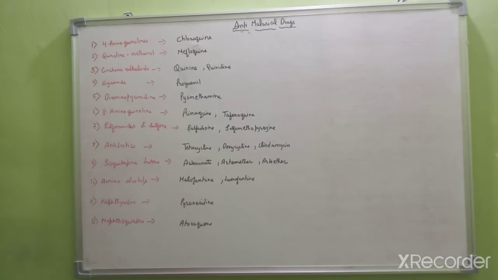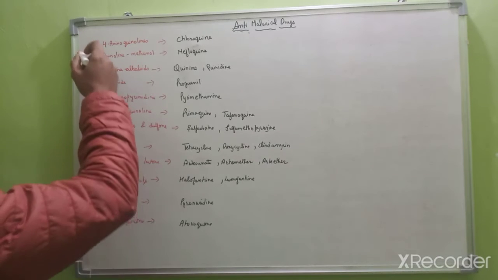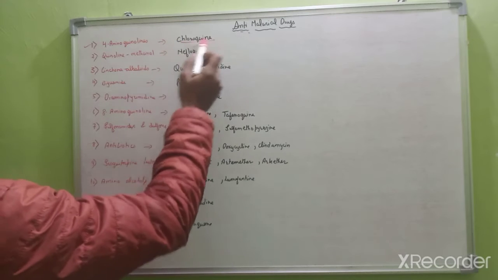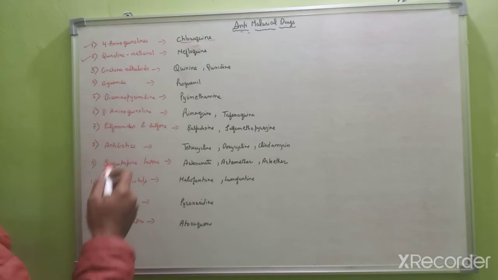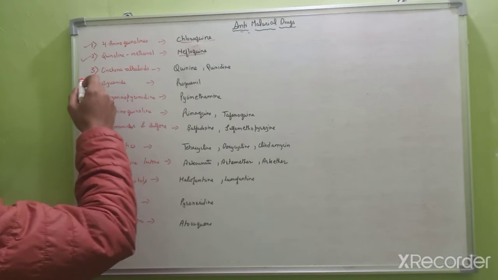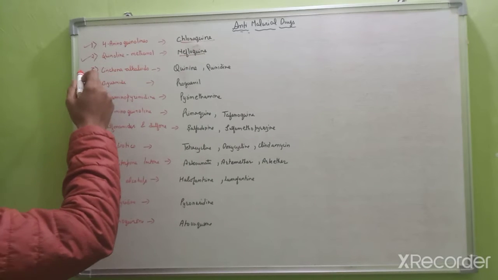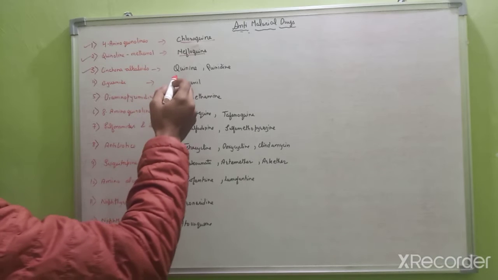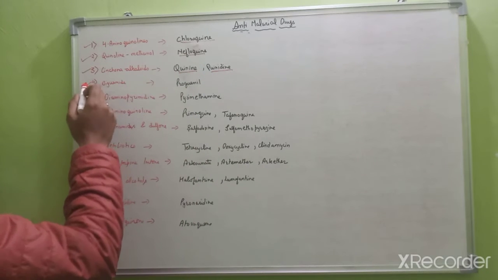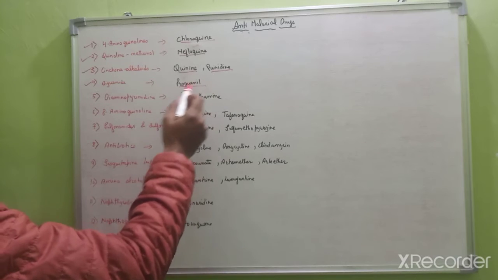So these are the anti-malarial drugs which are used in the management of malaria. First is 4-aminoquinoline derivative. It includes chloroquine. Second is quinoline methanol derivative. It includes mefloquine. Then the third one is cinchona alkaloids. It includes quinine or quinidine. Fourth is biguanide. It includes proguanil.